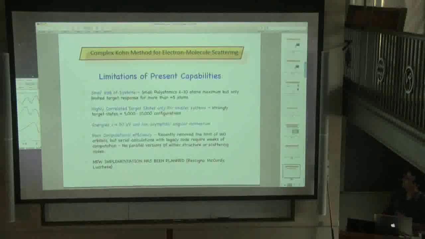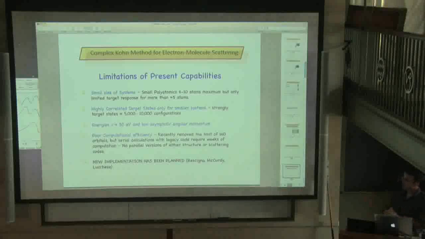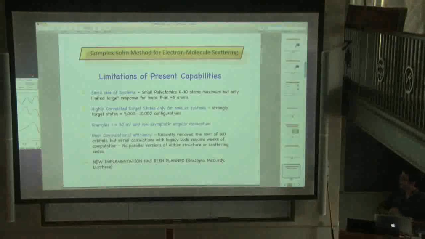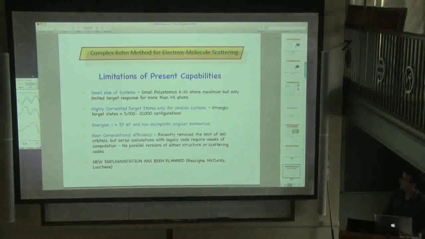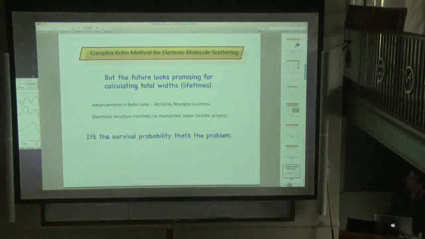That's a minor issue. Now, the code at present is limited. It's not a parallel code. We can only do small systems, a handful of atoms precisely. And if we want to do a correlated calculation, you definitely can't get big. Energies can't be too high, and it's archaic Fortran 77. It's very difficult to work with. We are planning a new implementation; Bill, Tom, and Bob here are planning it.